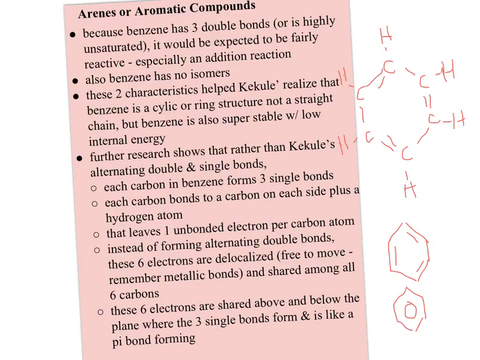It forms a single bond with a carbon on each side, plus a single bond with the hydrogen atom. And that leaves 1 unbonded electron per carbon atom. But instead of forming the alternating double bond, these 6 electrons actually are delocalized or free to move, just like they are in metallic bonds, and they're shared among all 6 carbons. So at any time, a pair of those electrons might be closer to one of the carbons than the others. So these 6 electrons are shared both above and below the plane where the 3 single bonds form between the neighboring carbons and the hydrogen. Okay, so it's similar to a pi bond forming.